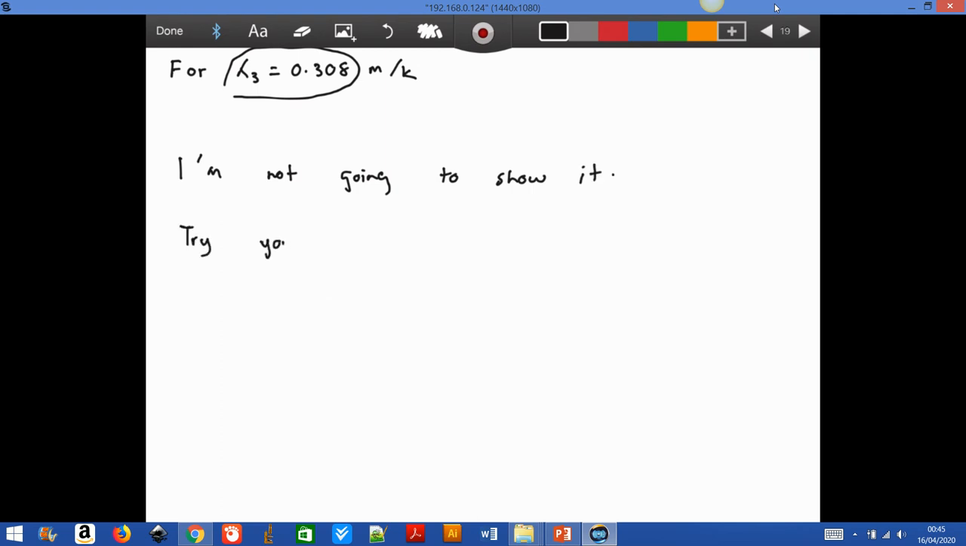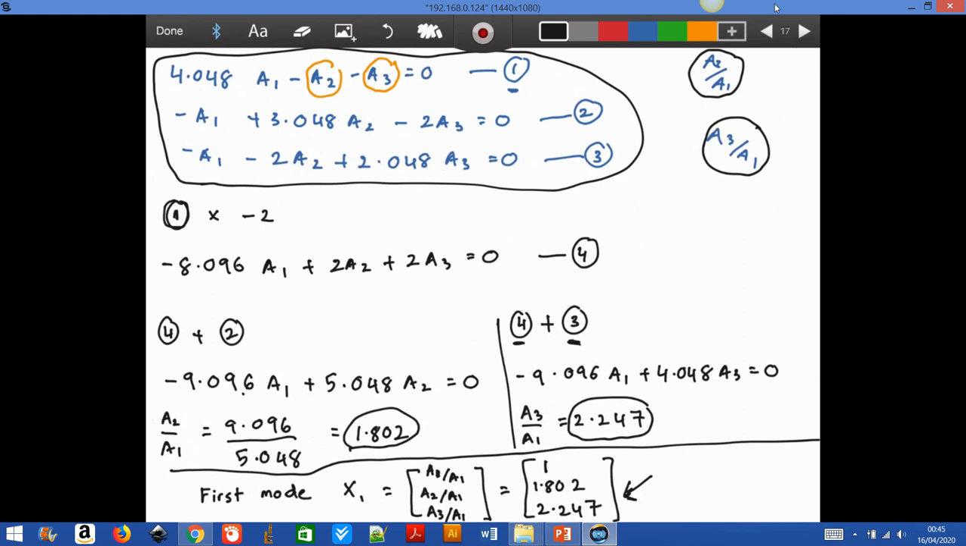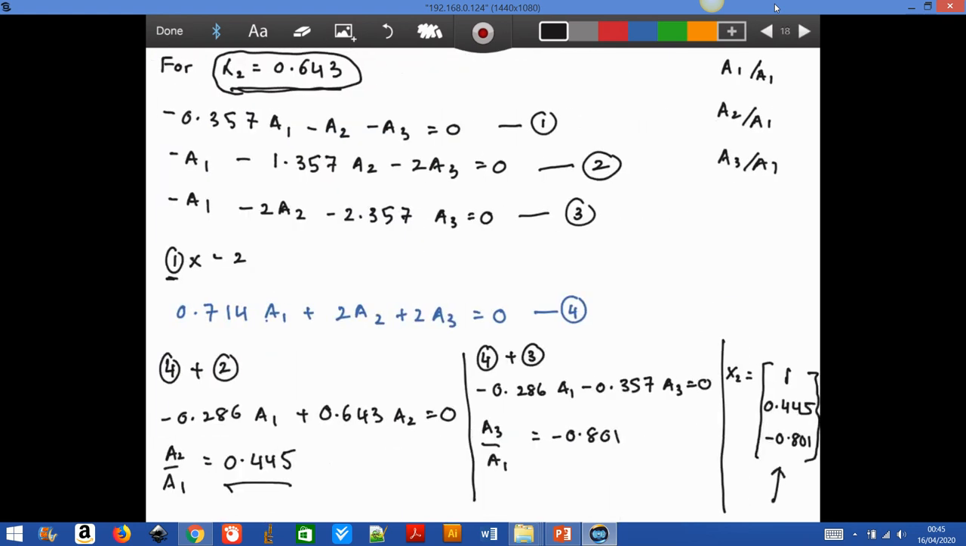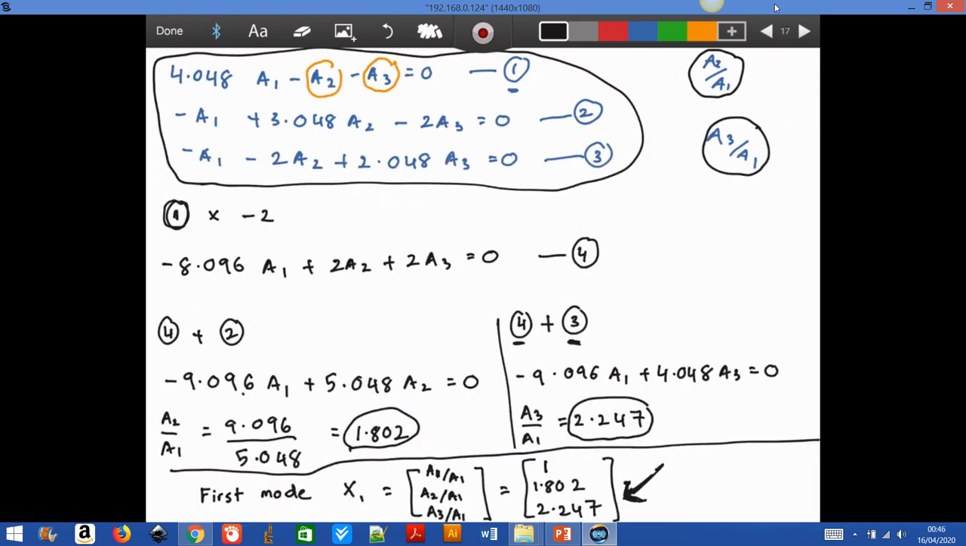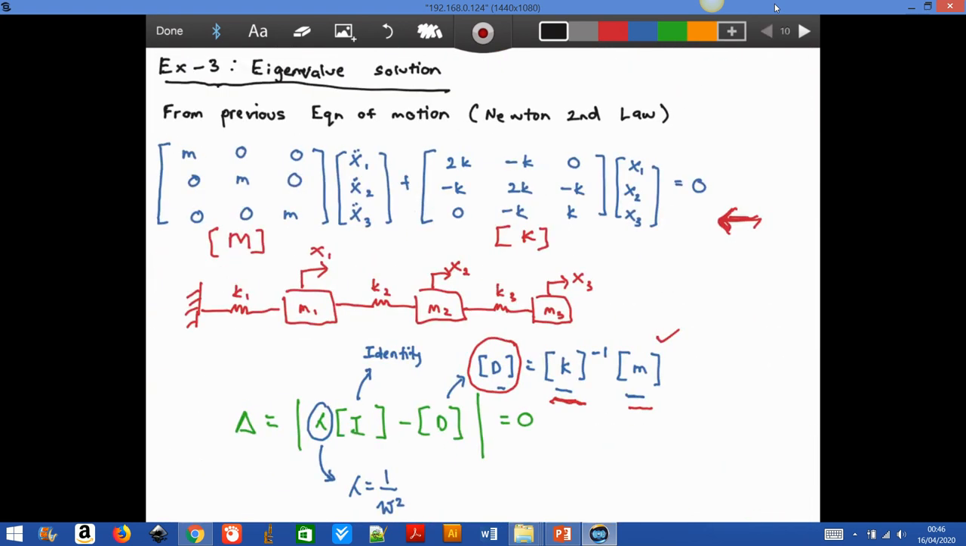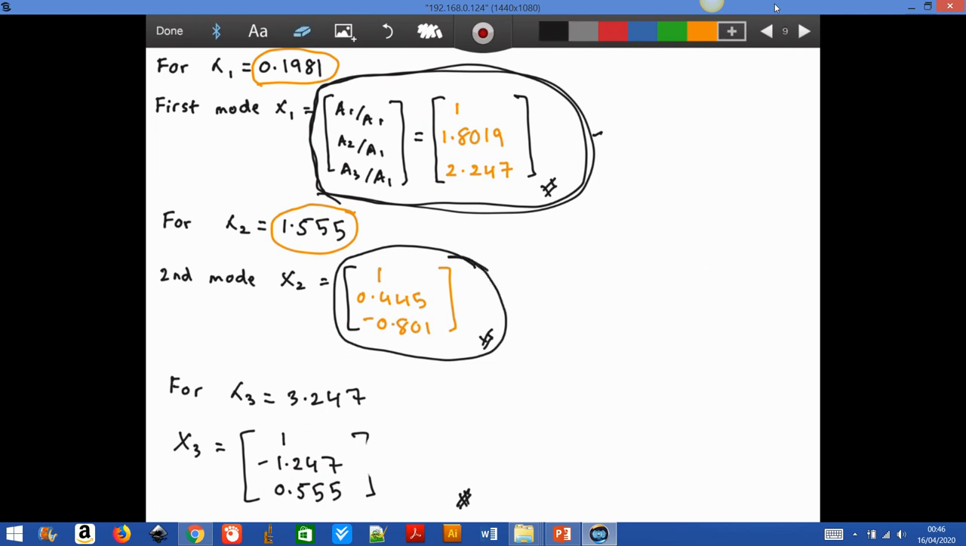Try it yourself. So basically, if I compare this approach here, this is the first mode shape, which is 1.802 and 2.247, and then the second mode shape is this one. If I refer back to the Newton's second law approach, look at this value here. It is the same. Why? Because it's the same example, thus we get the same. Same goes to the second mode. This is what you will get. And if you do it for the third mode, you will also get this value.